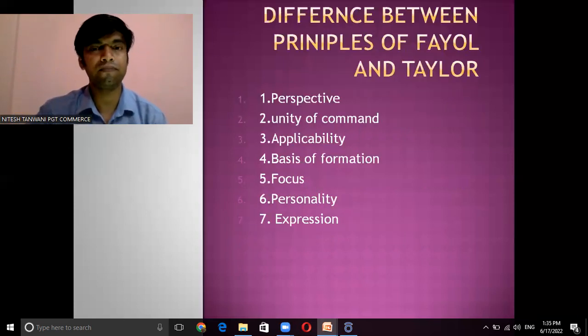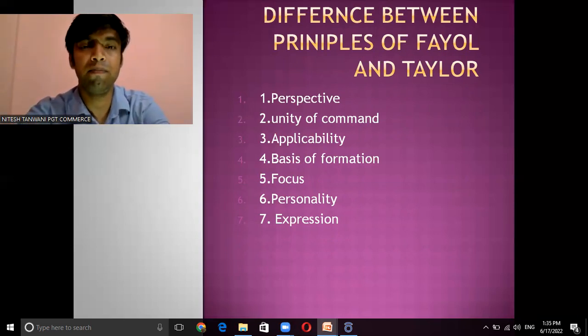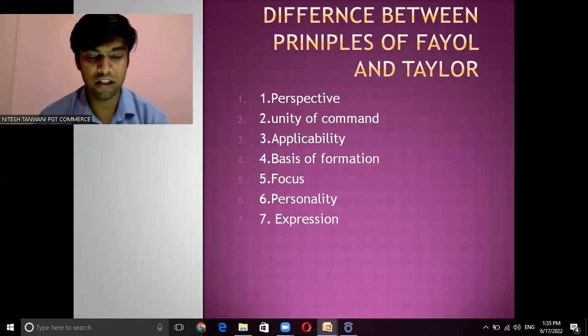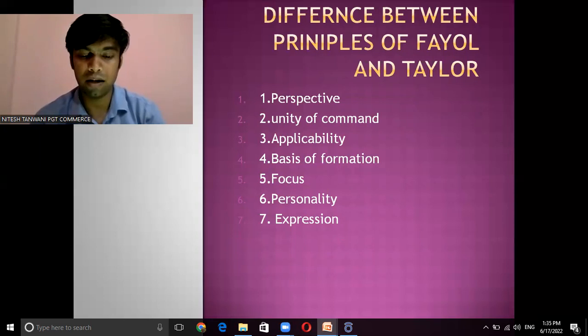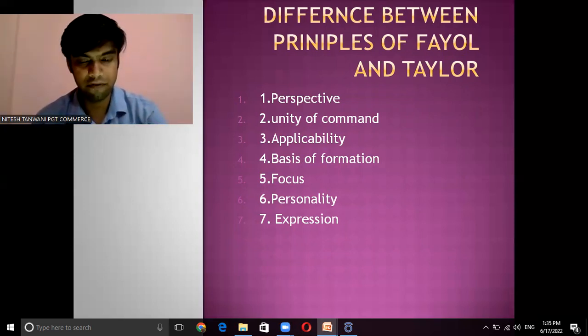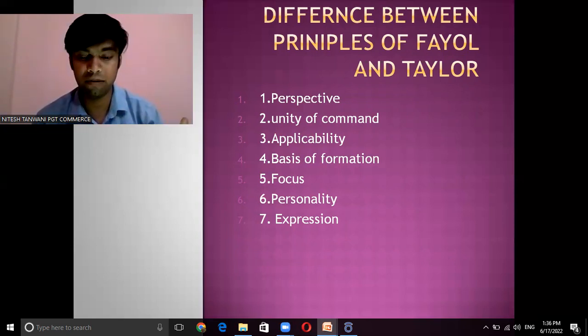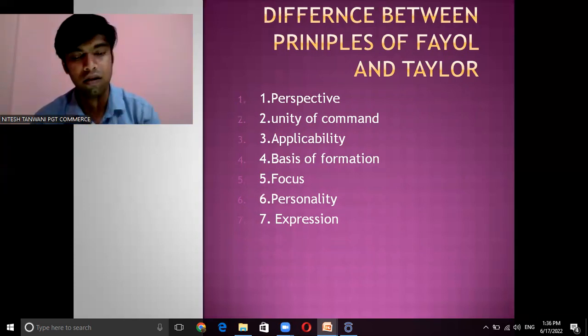What is the difference between the principles of Fayol and Taylor? From the perspective point of view, Taylor's principles are related to production activity, but Fayol's principles are broader. There are 14 principles, so they focus on the higher level of management. Fayol focuses on complete management at a higher level, but Taylor's principles, which are only 4, focus only on production.